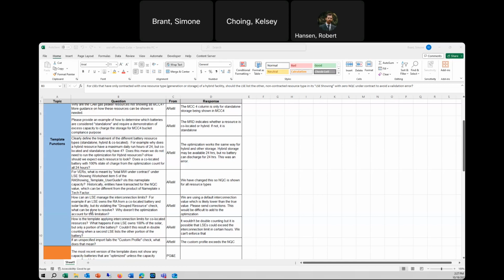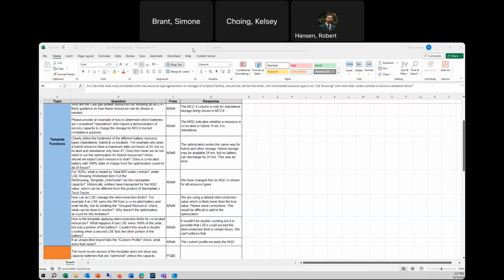Yeah, we didn't include it just because it hadn't been considered as a problem. One workaround is to try an optimization, and then if it fails the validation check, go back and increase showing on the LSE showing tab or in a custom profile, or some combination, or increase the capacity of storage available to the optimization.